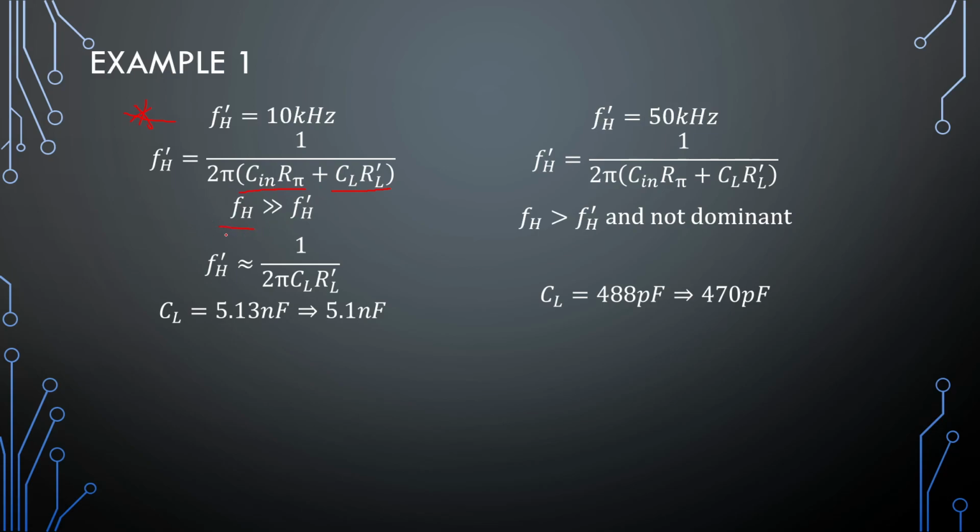Now, if FH is much greater than the frequency we're designing for, this term will be the dominant one, right? And this is dominant. Then we can throw this term away, because FH prime will then be equivalent to these two components right here. Okay, so then we can calculate the load capacitor from this, and we get 5.1 nanofarads as a standard value.